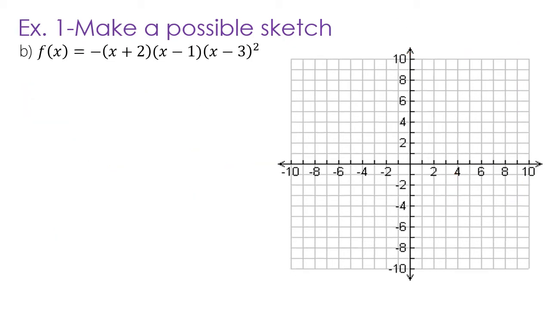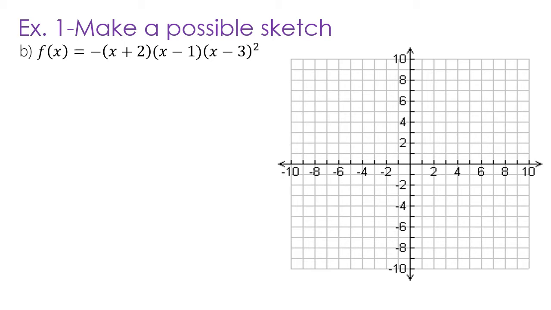B. Again, make a possible sketch. So we're going to go through the exact same steps. And again, I just want to stress to everybody, when you do these questions on a test, I need to see the work. I can't just see the final graph because I have no idea where you got it from.